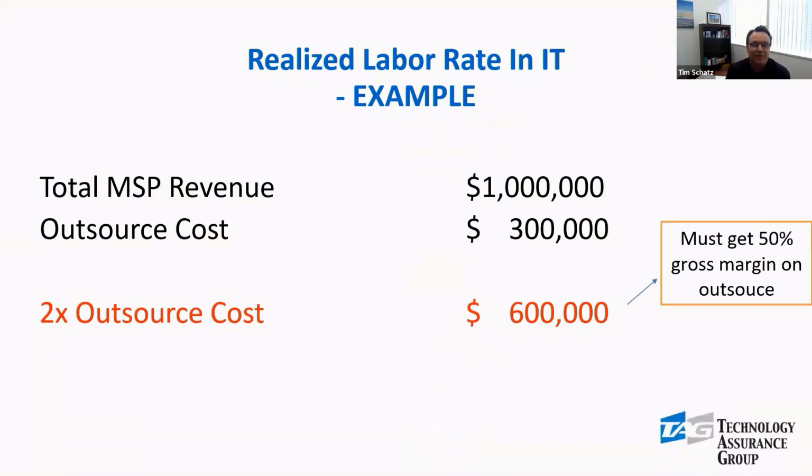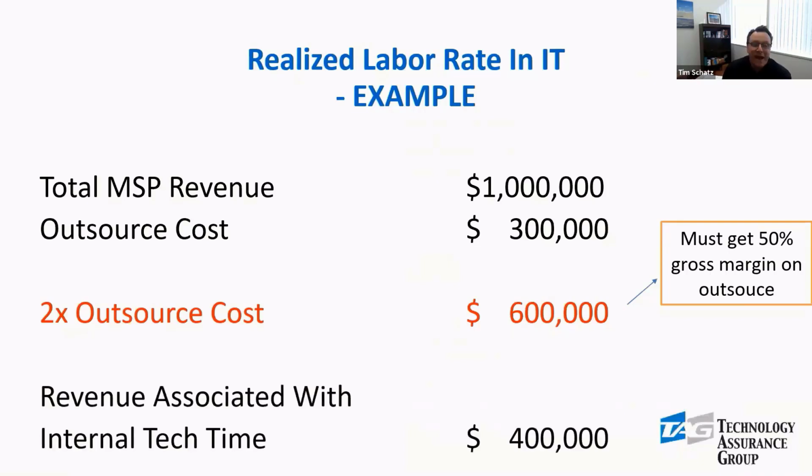If I've got $300,000 in cost, I need to assume, do I not, that $600,000 of my $1 million is covering the outsourced cost. If I do that, by simple math, we're going to have $400,000 associated with my internal tech time. Does that make sense to everybody? So let's take it further and figure out what our rate might be.